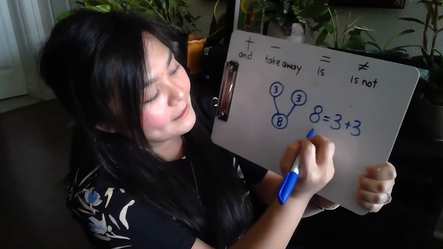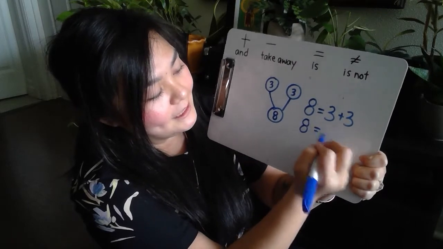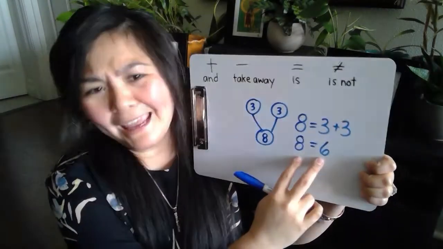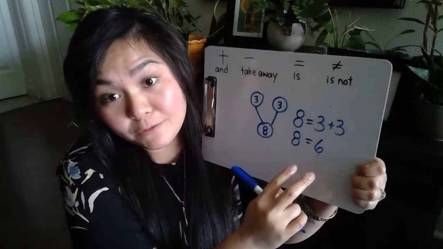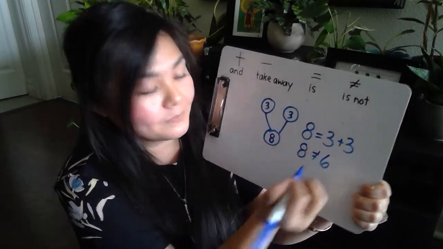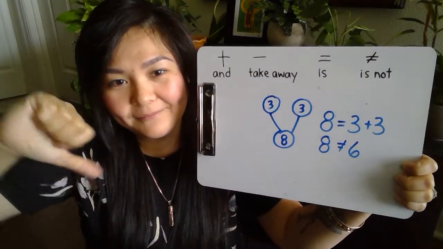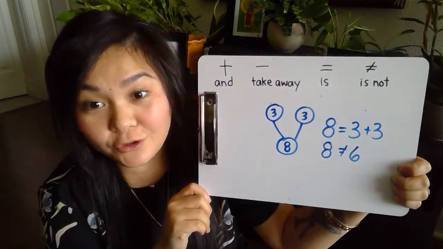So I know if I wrote that again, it would look like 8 is the same as 6. Oh, I know that 8 and 6 are different numerals, and they're different quantities. So this is not the same. So we know that this number bond is false. It doesn't make sense. So now, scholars, it's your turn.